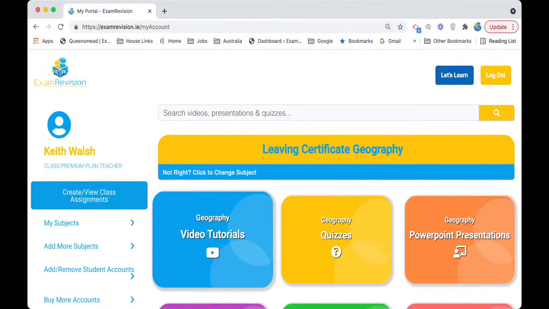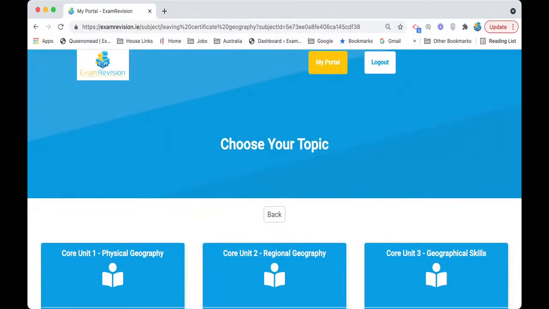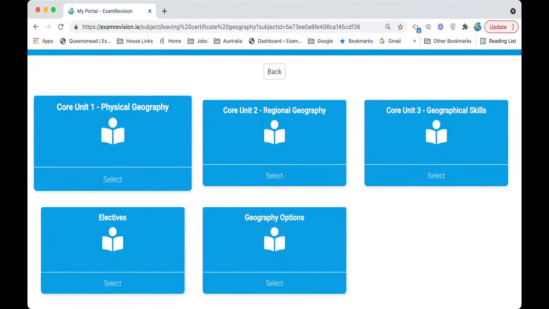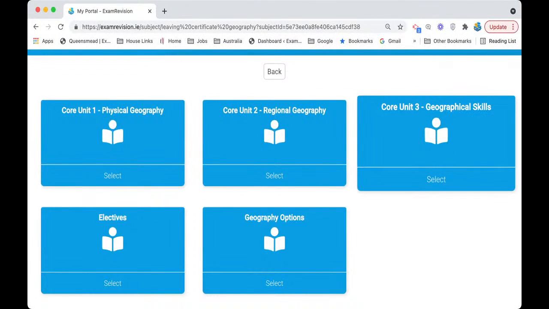We have everything on ExamRevision. Okay, so what it looks like is inside here, it's all broken up. You've got physical geography, regional, geographical skills, your elective, and your geography option.